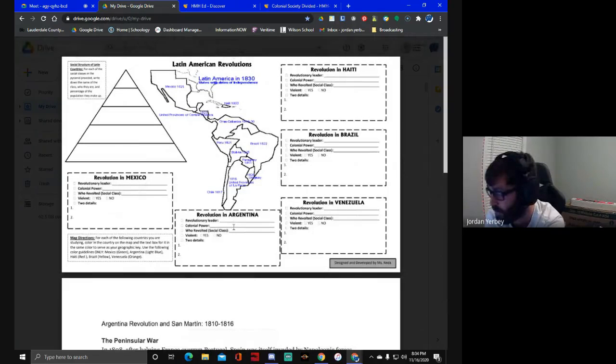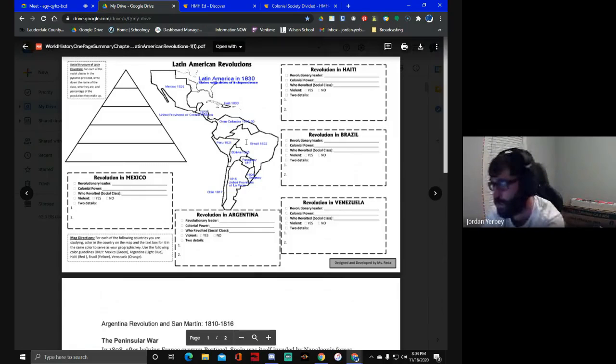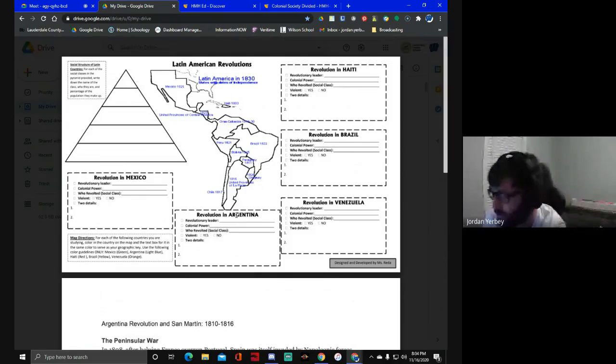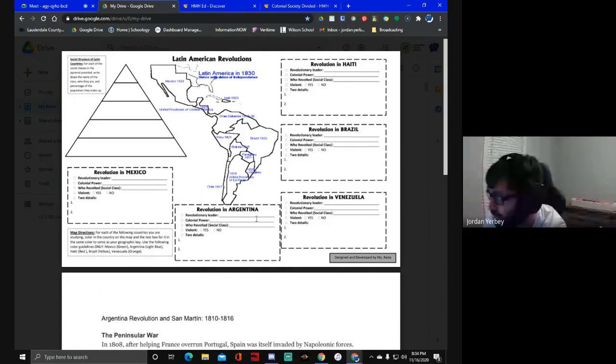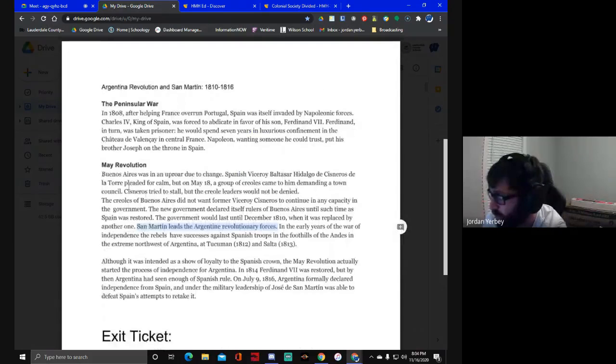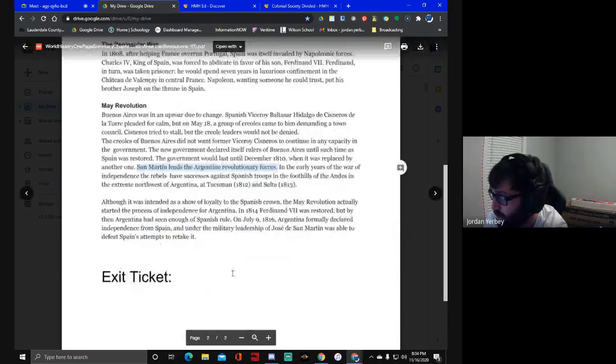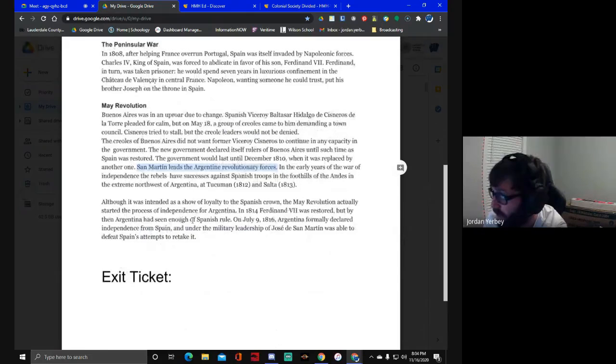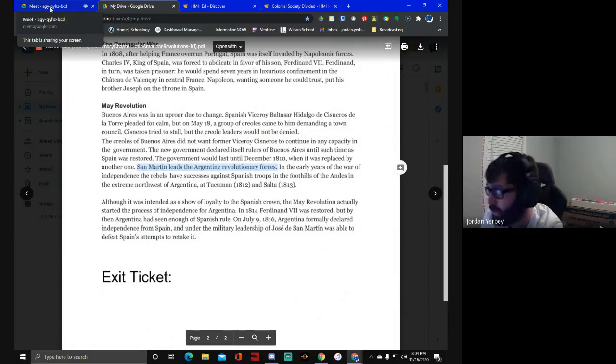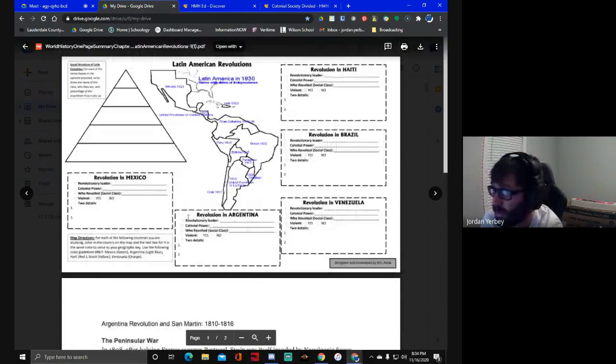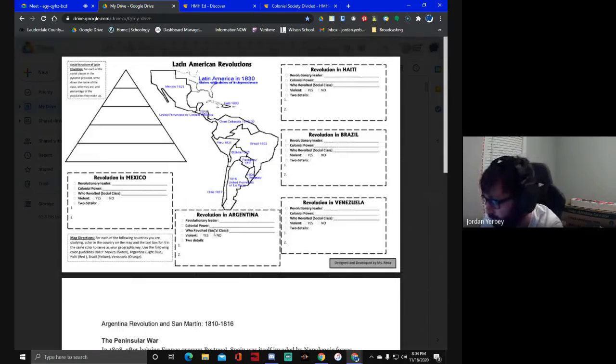When it asks you for the colonial power, it's asking for the country in Europe that ruled over that country in Latin America. So for instance, in Argentina, if we come down here, we'll see that the Argentines had seen enough of Spanish rule, so they had been ruled by Spain. So the colonial power in Argentina was Spain.